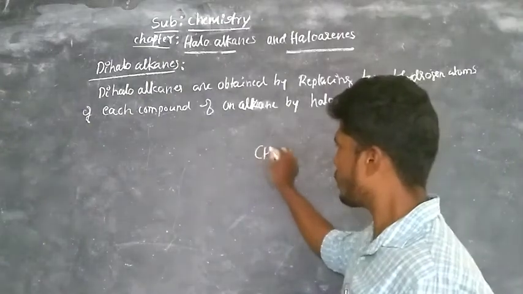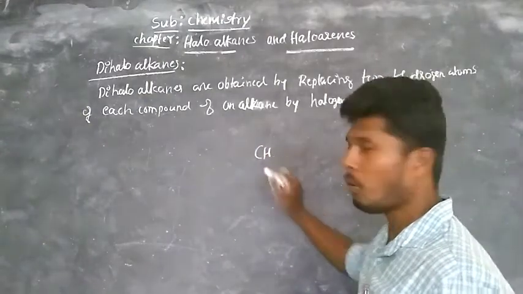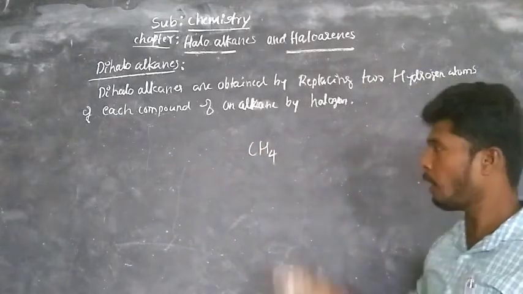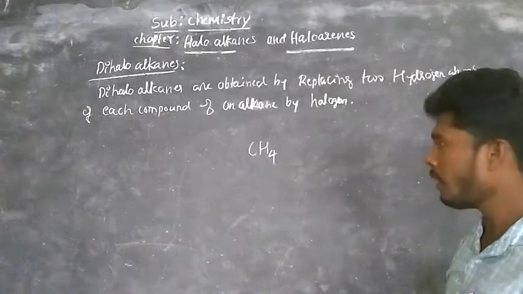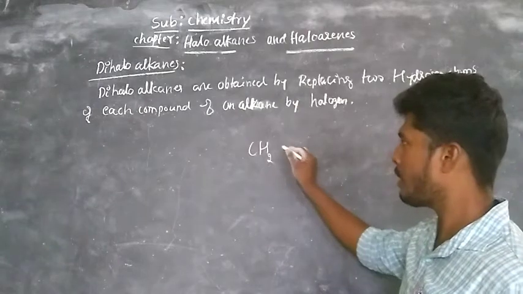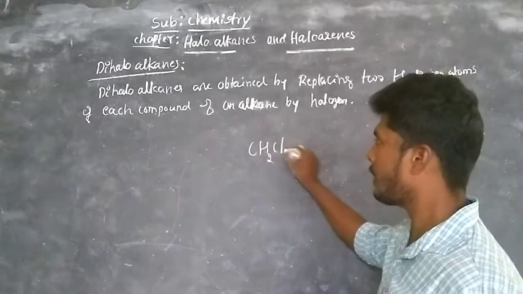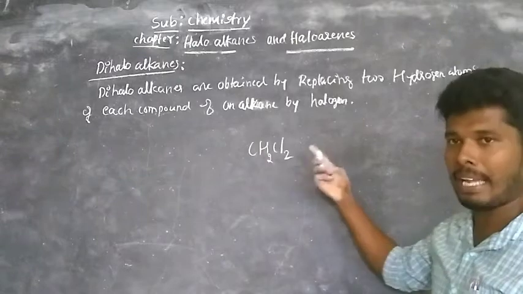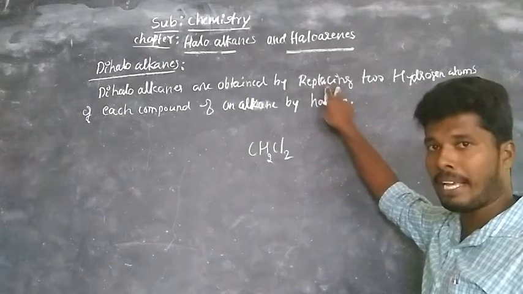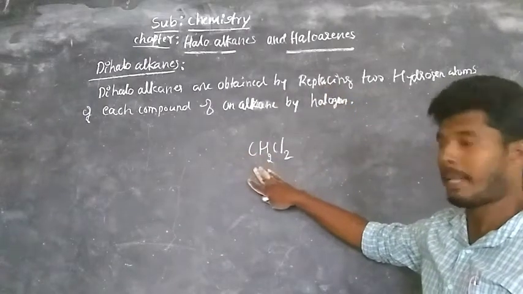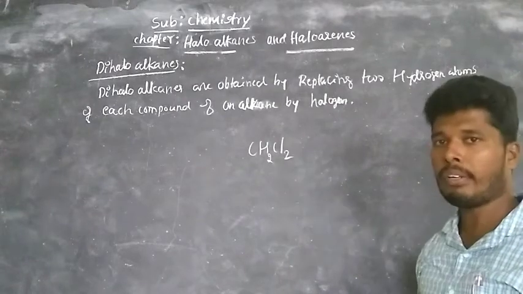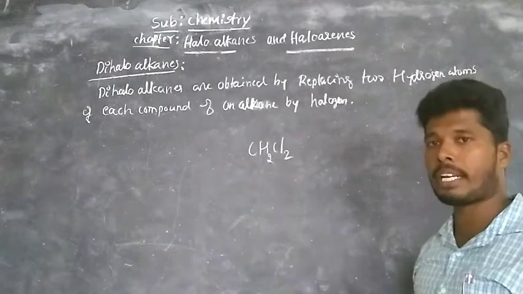Observe an example: methane, CH4. How many hydrogens are there? 4 hydrogens. Out of 4 hydrogens, replace 2 hydrogens by adding 2 chlorine atoms. Remove 2 hydrogen atoms and write chlorine, or write bromine, iodine, any halogen. It means two hydrogen atoms of the compound are replaced by halogens in an alkane, and the compounds are called dihaloalkanes.